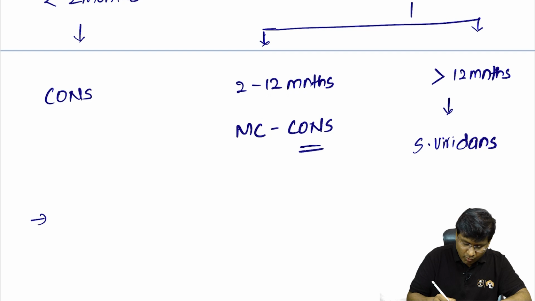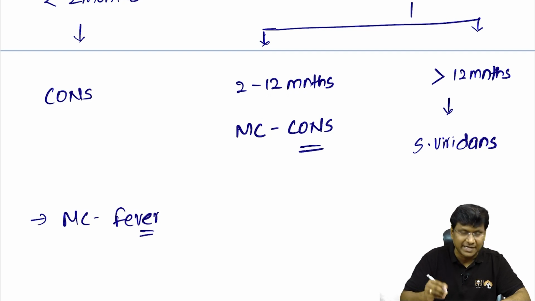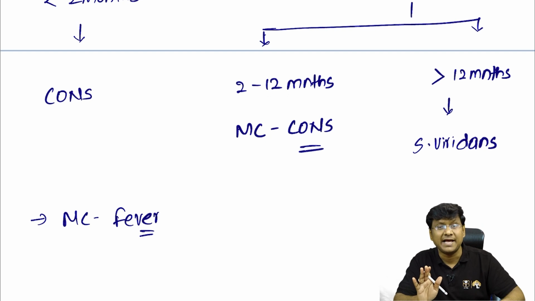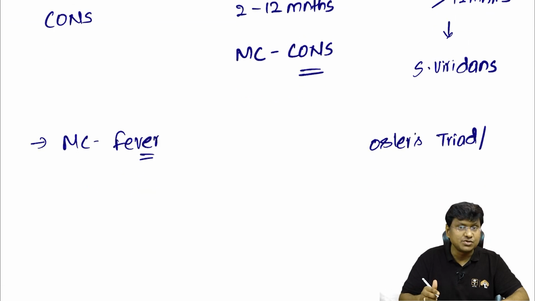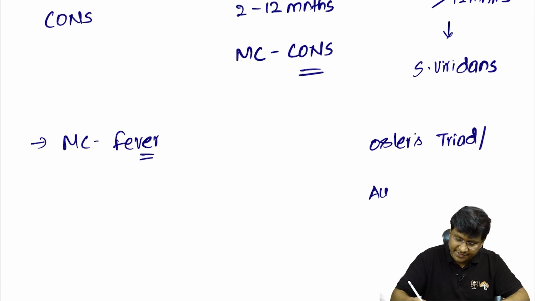Now you need to know what is the most common clinical feature in patients with infective endocarditis. These patients will have a very high grade fever, right? And in patients with infective endocarditis, you need to be aware of a very important triad called the Osler's triad, which is also called the Austrian syndrome.